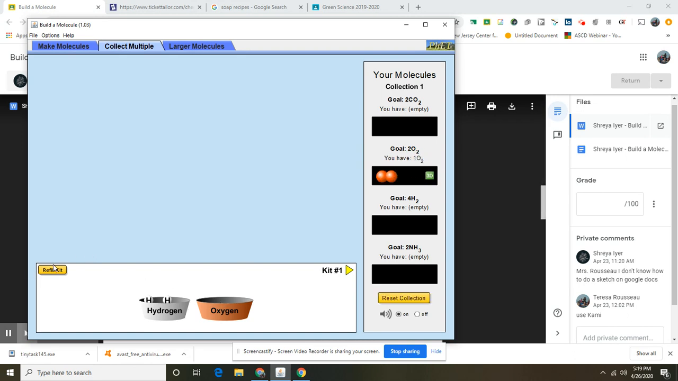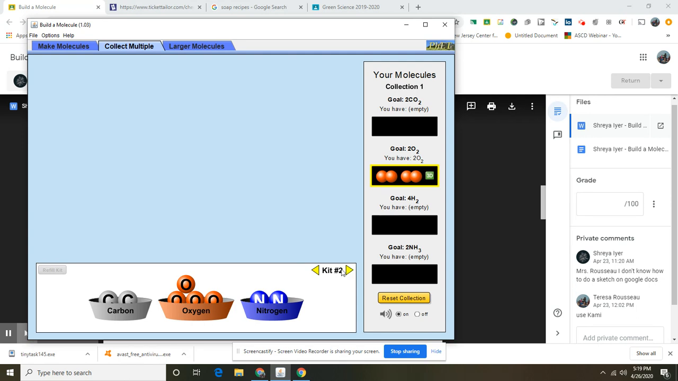Now I need to refill the kit again, and I need 2 of them. So I'm going to make 2 of them. Once I have that, I am able to then complete that part. So if I look over here and I have oxygen, carbon, and nitrogen, I have hydrogen in another one.